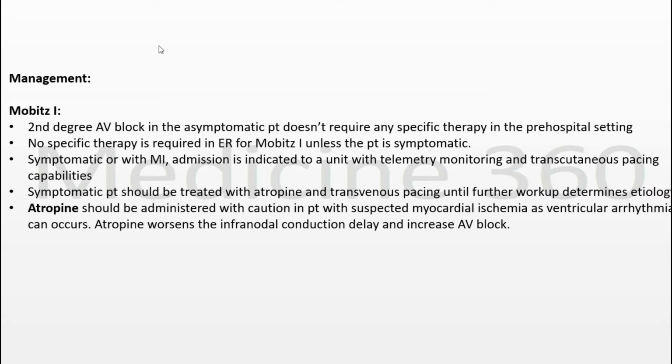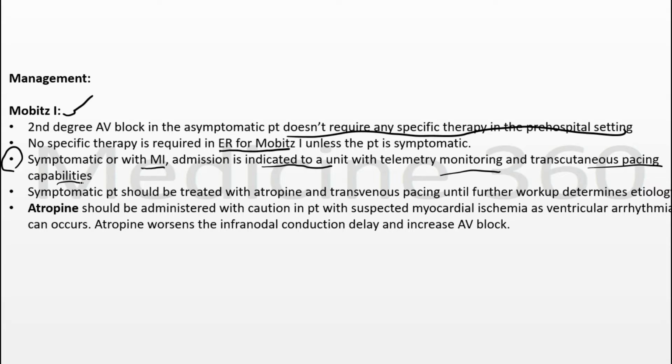Now we will discuss management of the second degree atrioventricular block. The management of the first degree atrioventricular block: in case of an asymptomatic patient, there is no requirement for any specific therapy in the pre-hospital setting or in the ER. Unless the patient is symptomatic, then we will give treatment. Symptomatic patients or those with MI, admission is indicated to a unit with telemetry monitoring and transcutaneous pacing capabilities.